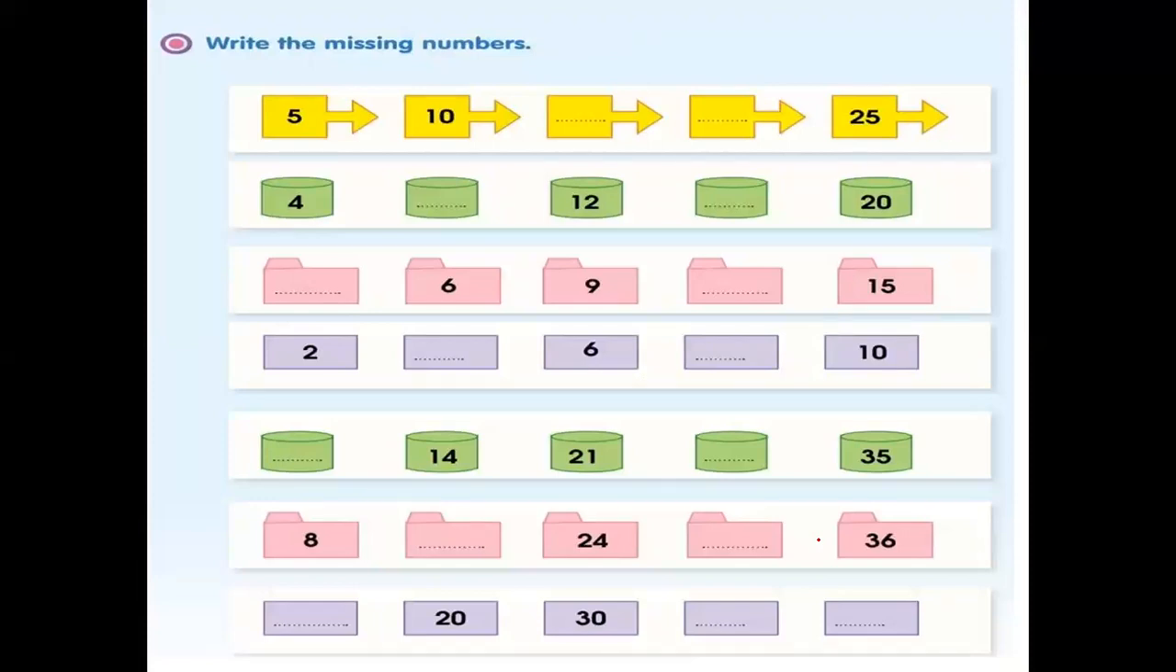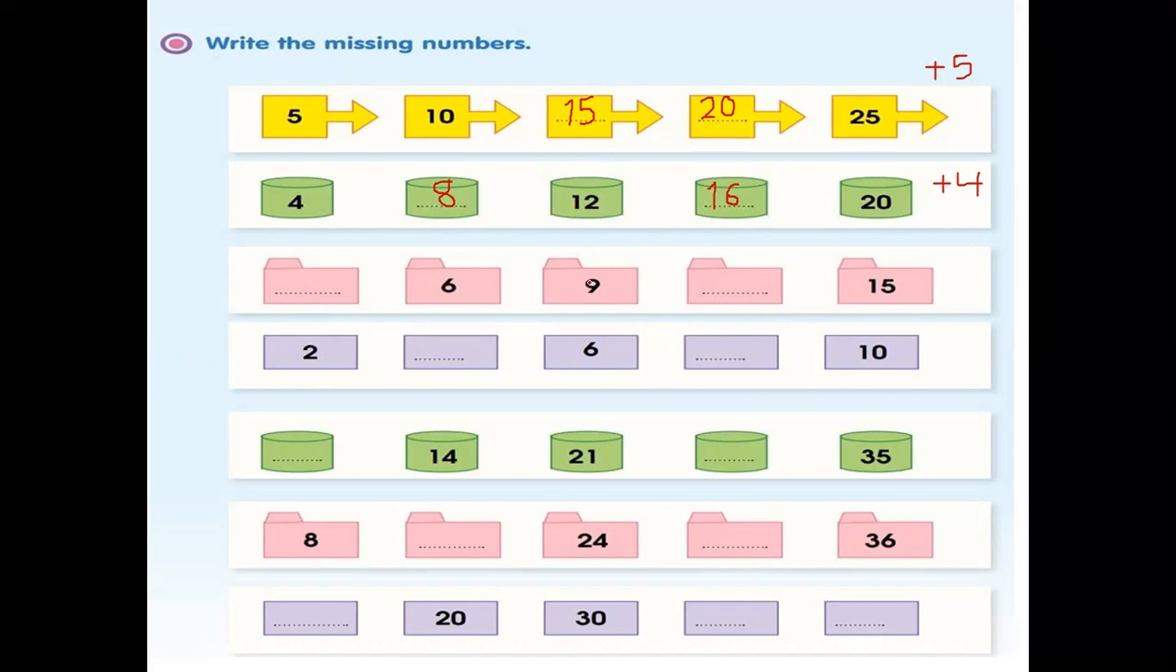Okay, the last question. Write the missing numbers. Okay, 5, 10. So here we are adding 5. Okay, 5, 10. 10 plus 5, 15. 15 plus 5, 20, and 25. Okay, 4, 12, so we are adding 4. 4 plus 4, 8. 8 plus 4, 12. 12 plus 4, 16, and then we have 20.